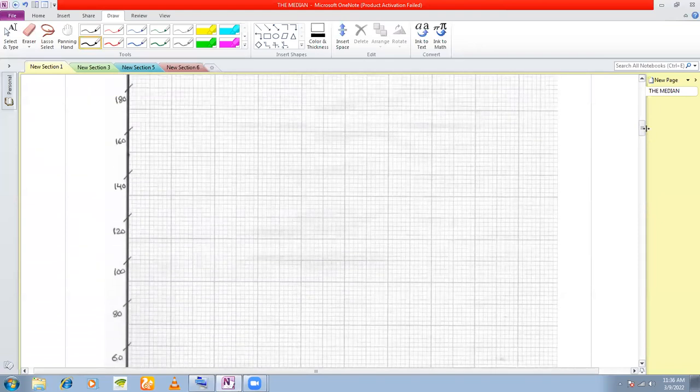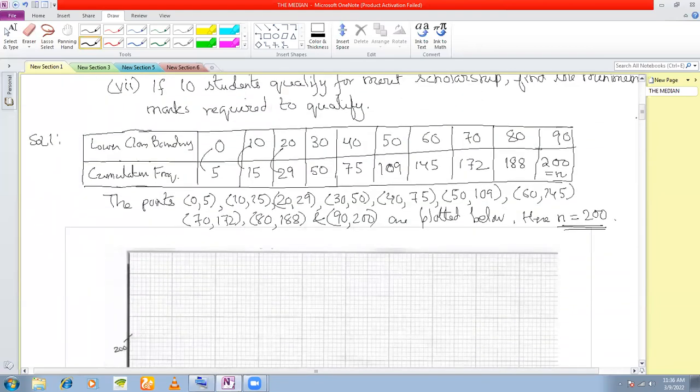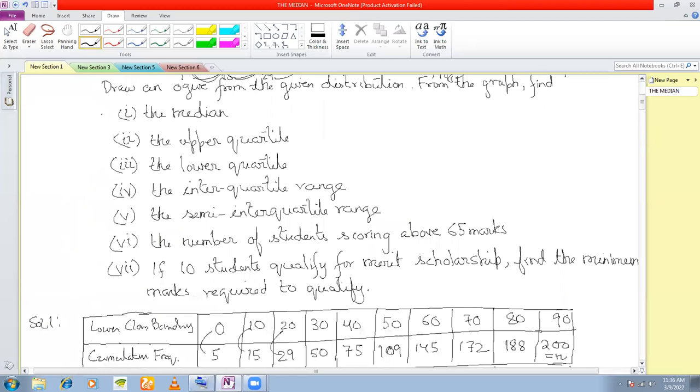Once we have plotted the graph, the curve will be called the ogive. From the ogive, next we will be answering all these questions. We will be calculating the median, the upper and lower quartile, and the interquartile and semi-interquartile range. But only after the graph has been drawn. Only when the correct graph has been drawn will you be able to answer all these questions correctly.